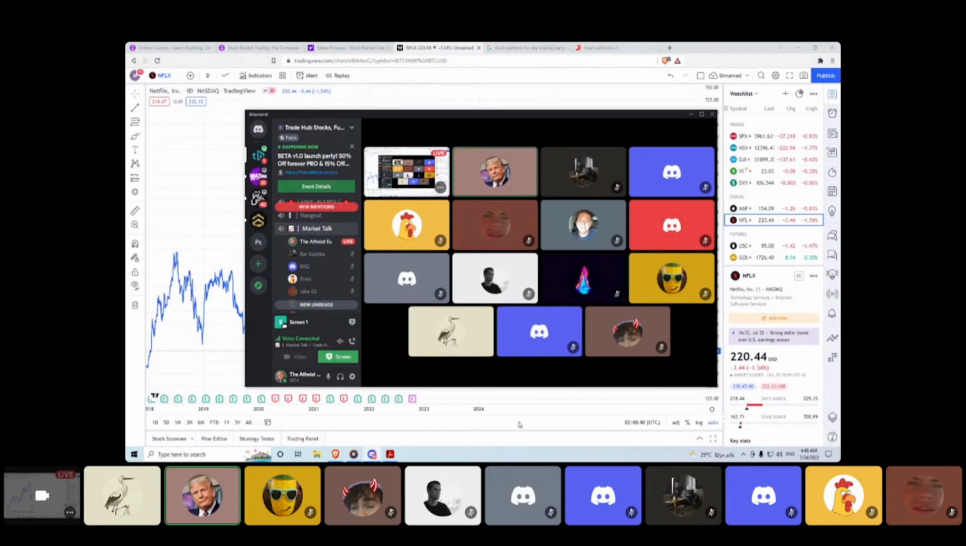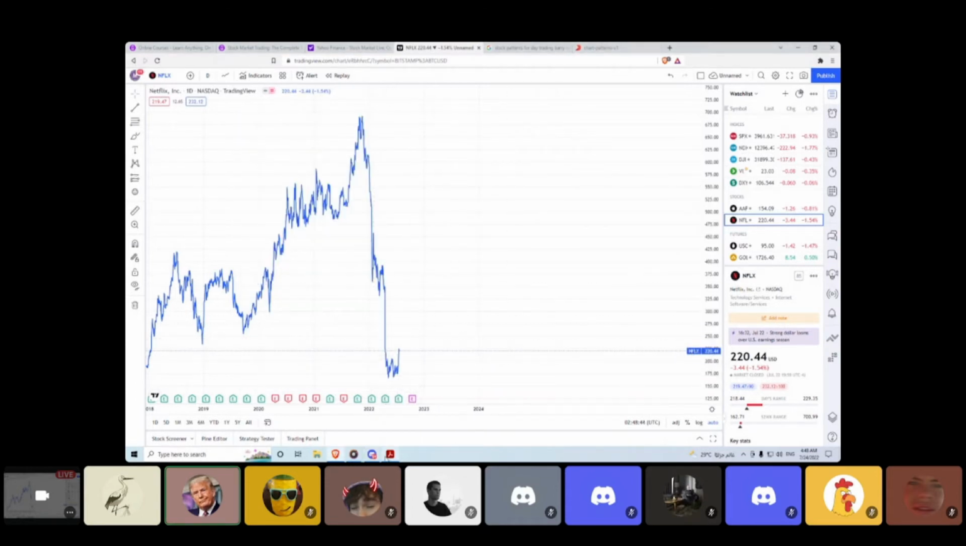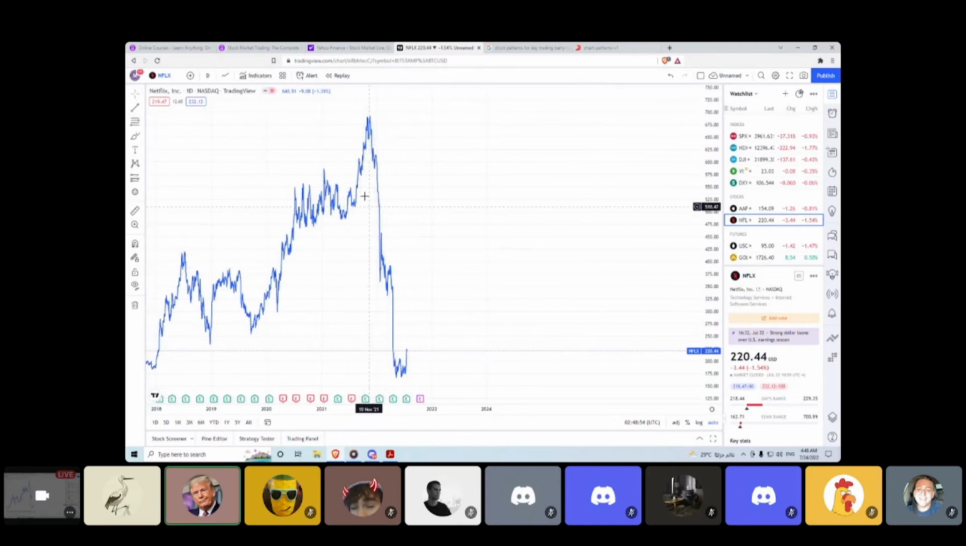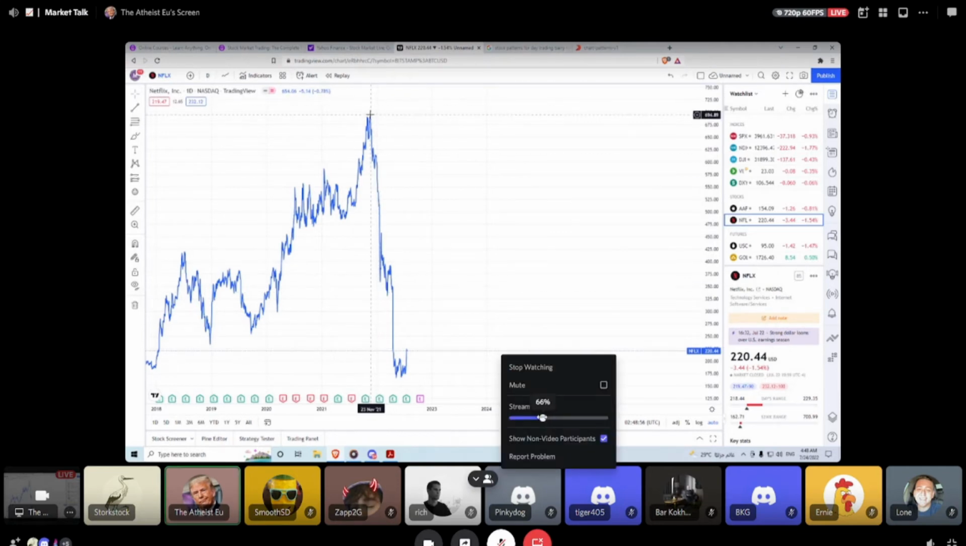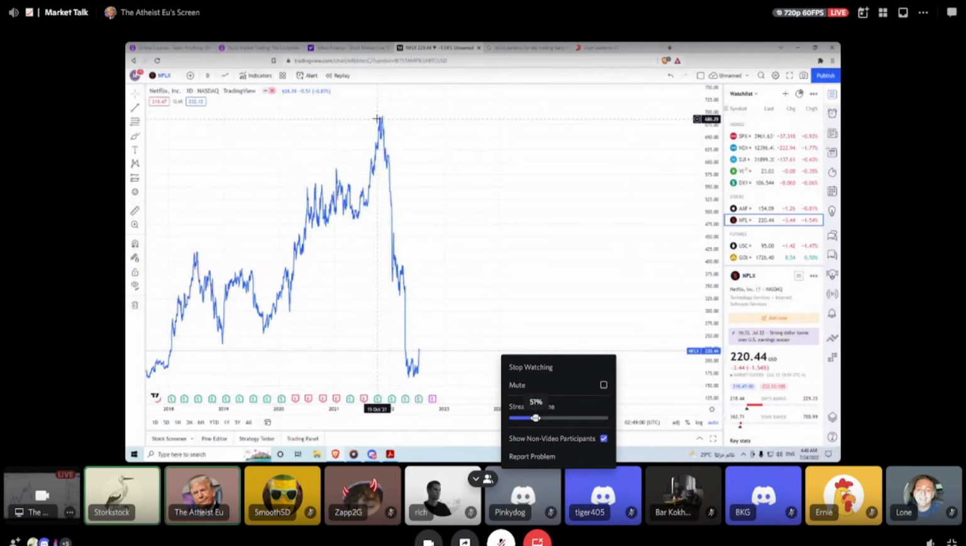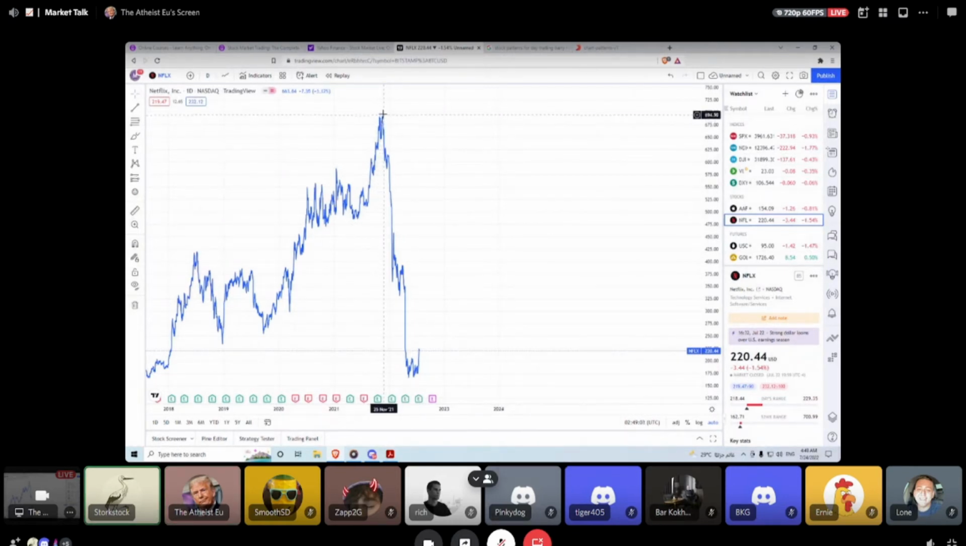Okay, so let's take a look at the Netflix price here for a second. Can you see my screen? Yes, I can. As you explained earlier, is this a channel that's forming here? Yes, there's a resistance line and a core support line on the bounce.